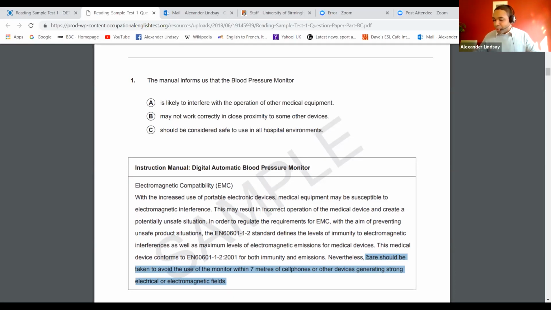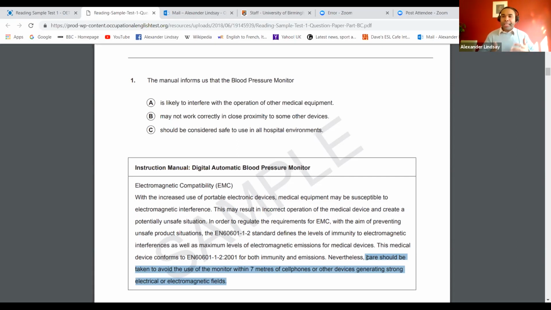And then the final part of it, where it says "may not work properly," is paraphrased by saying "care should be taken." Why is it necessary to take care unless it's going to affect the working of the machinery? So the words are different, but the idea is the same.